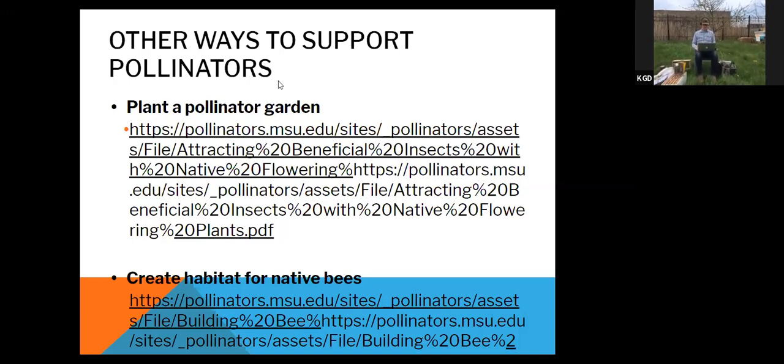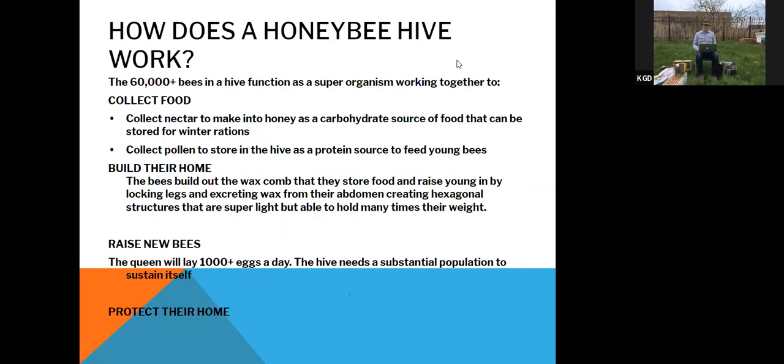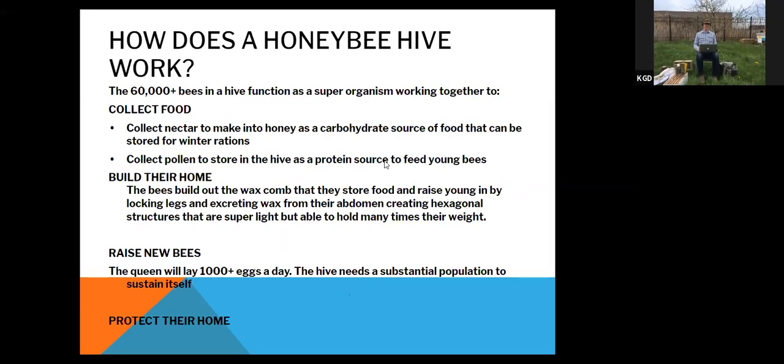Okay, next slide. So what is happening? Danielle's panning over to that hive over there again. And what is happening inside of this hive?